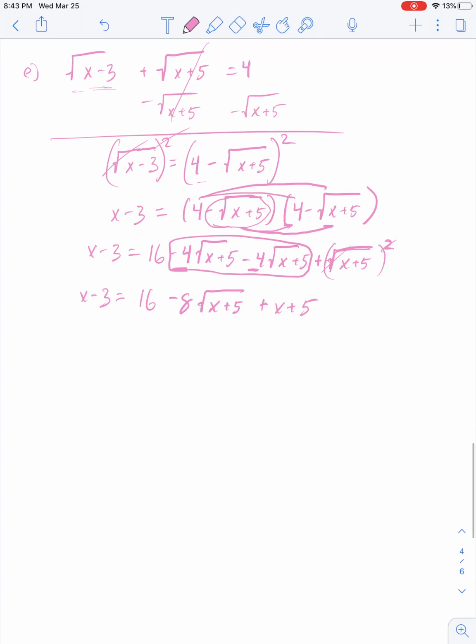Okay. So what we want to do next is we want to get this radical by itself. So let's, what can we do here? How about we do 16 plus 5? Let's start there. 16 plus 5 gives us a 21.